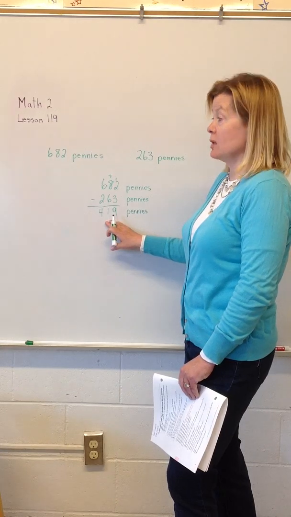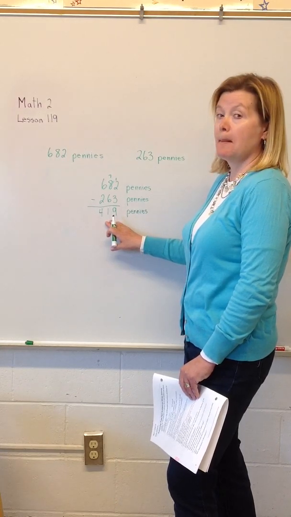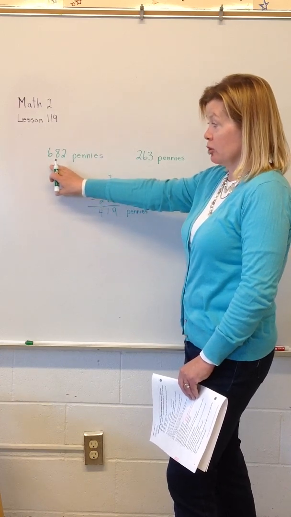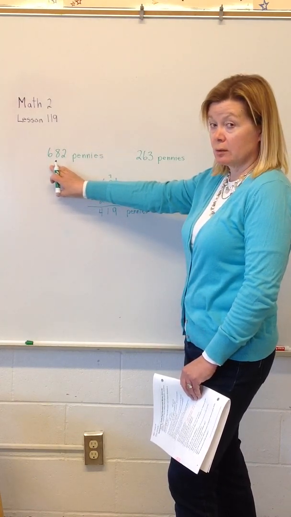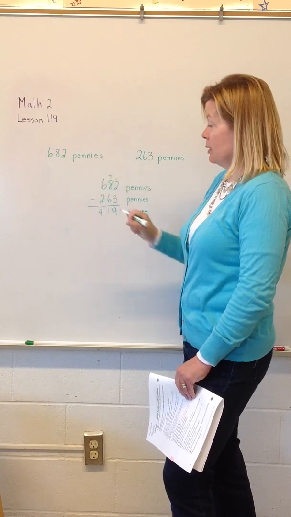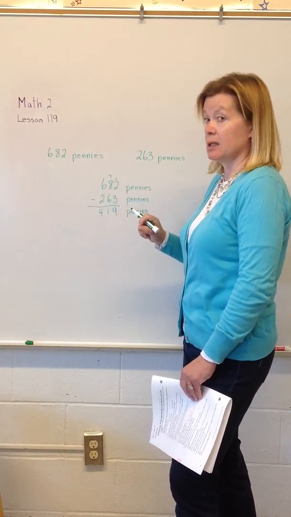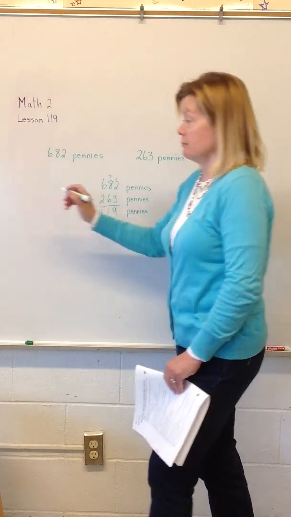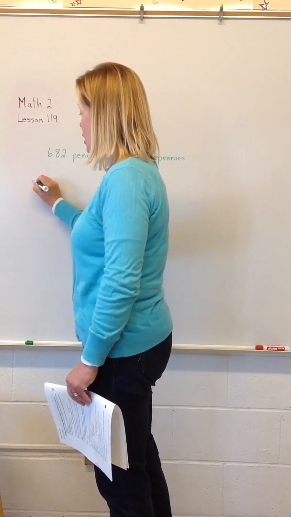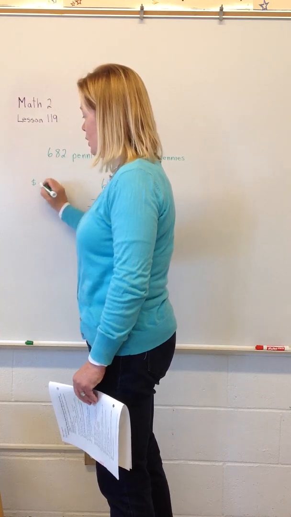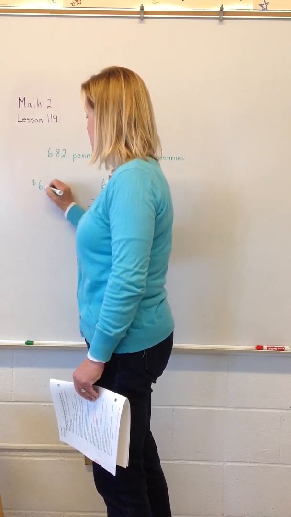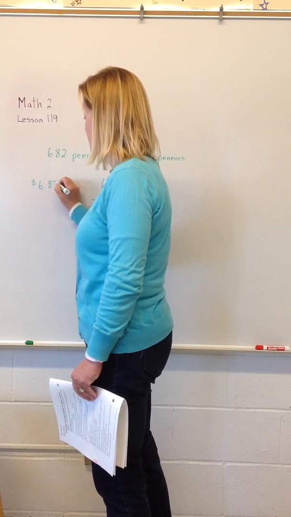Now we're going to do this using money. Now we're not doing $682 because it's pennies. So how would I write 682 pennies using dollars? I'm going to write it over here. Remember, a dollar sign. 100 pennies is $1, so that means I have $6.82.